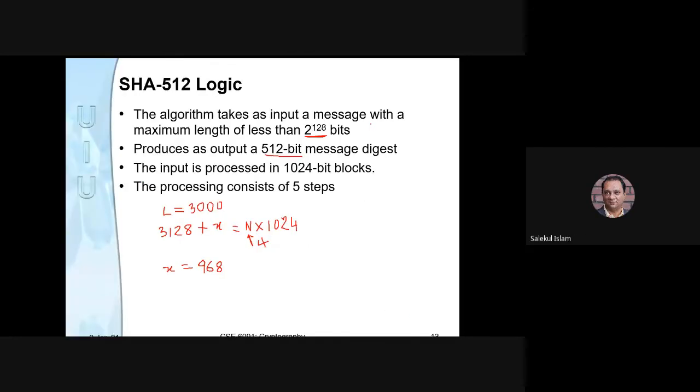No, it will come from the length of x. If the length of x is 968, then there will be 967 zeros.